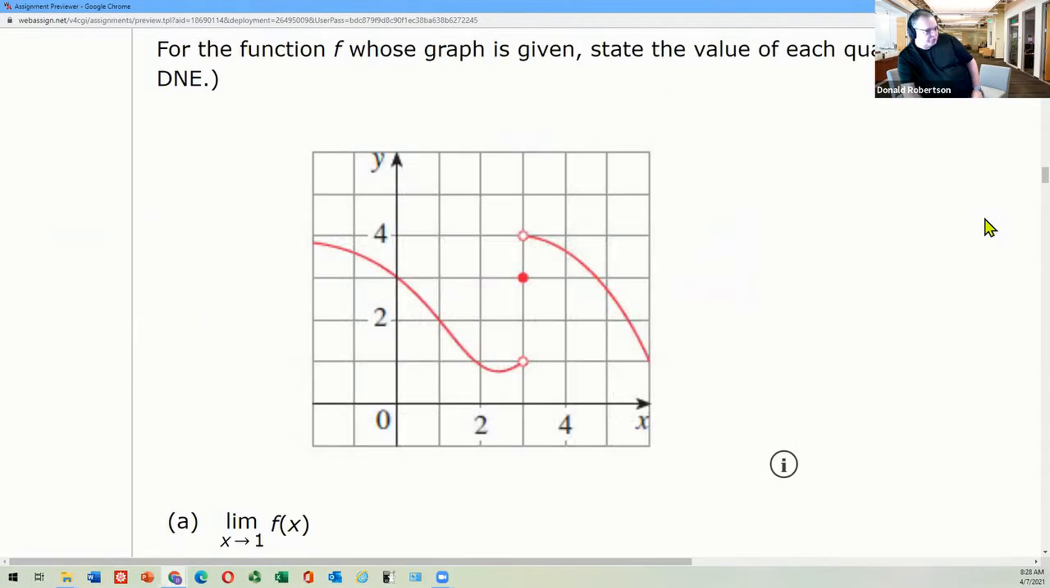Okay, I think things are moving much smoother. Right, let's look at this one. What is the value of f of 3?